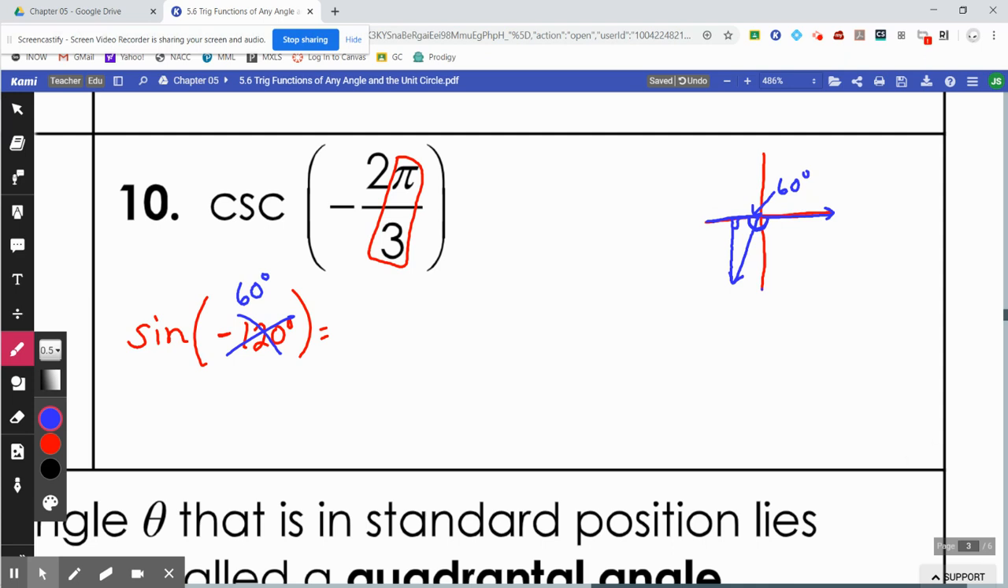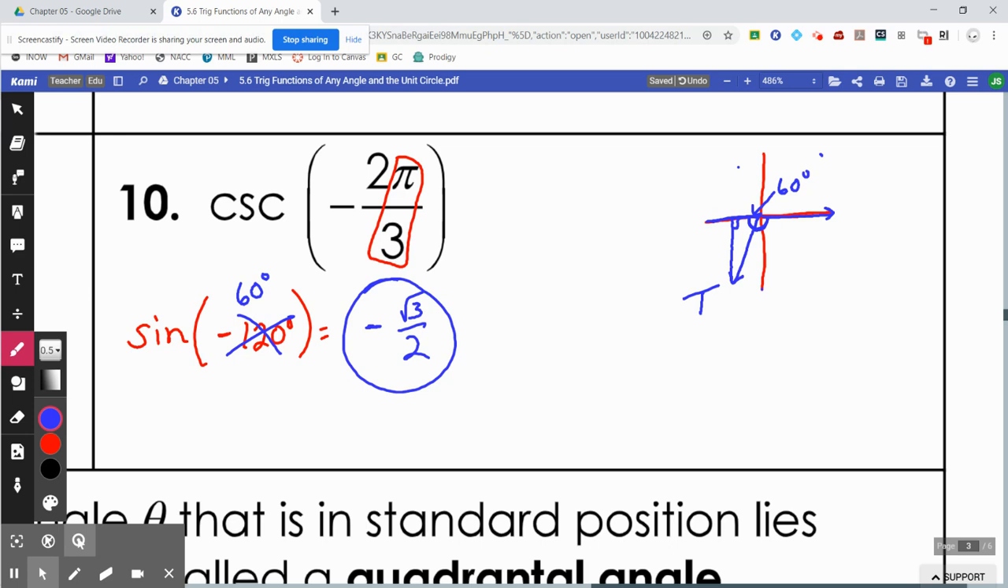However, you do have to worry about all students take calculus. Tangent's positive, so therefore sine is going to be negative. Tangent is the only thing positive in that third quadrant. So now all we have to do is find the sine of 60. And the sine of 60 from your chart is going to be root 3 over 2. So the sine of negative 120 is negative root 3 over 2.